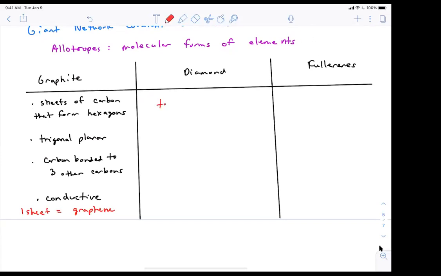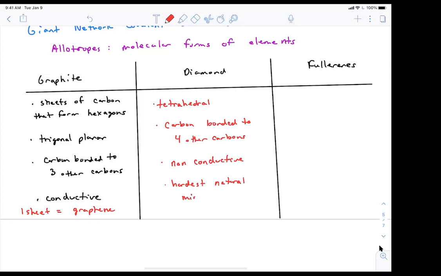Diamond is tetrahedral in shape, and each carbon is bonded to 4 other carbons. So there are no delocalized electrons here, and so it is non-conductive and the hardest natural substance. So diamond is tetrahedral, carbon bonded to 4 other carbons.